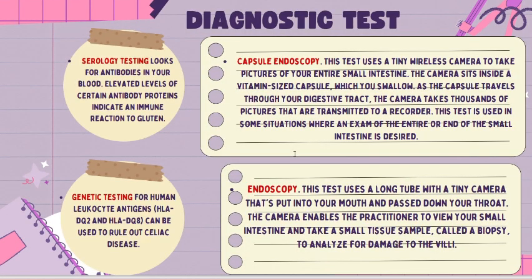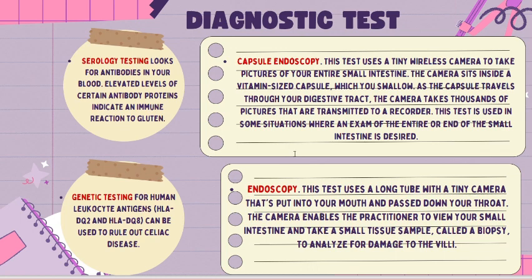Diagnostic tests. First, serology testing looks for antibodies in your blood. Elevated levels of certain antibody proteins indicate an immune reaction to gluten. Second, genetic testing for human leukocyte antigens, HLA-DQ2 and HLA-DQ8, can be used to rule out celiac disease.